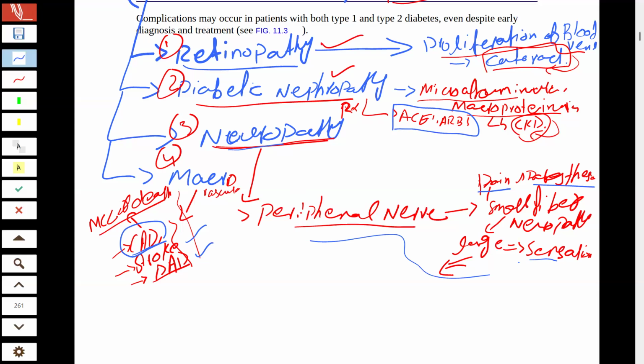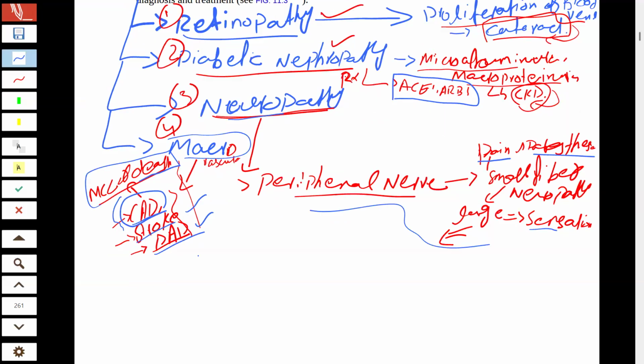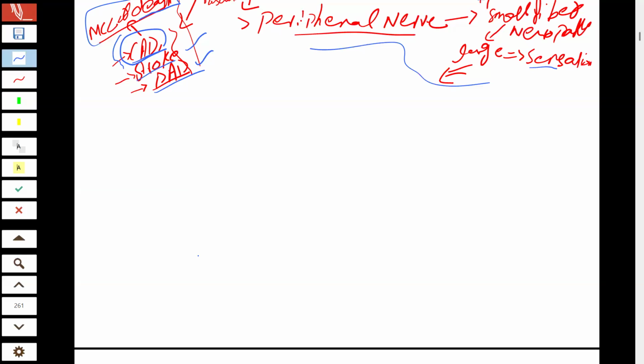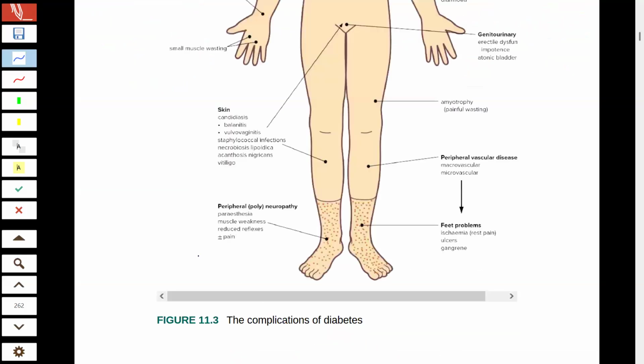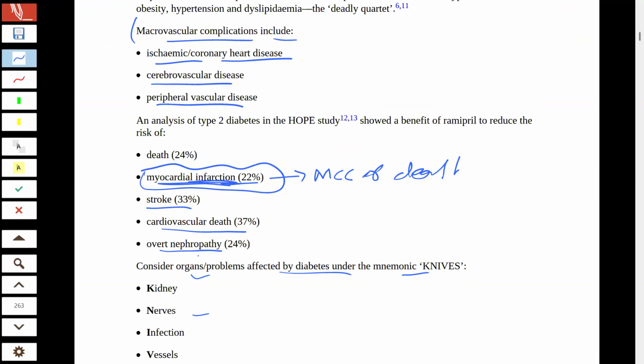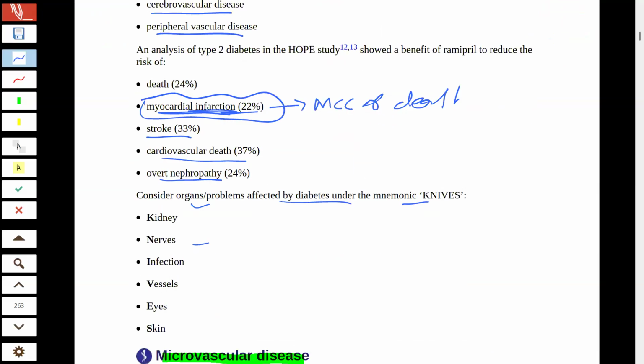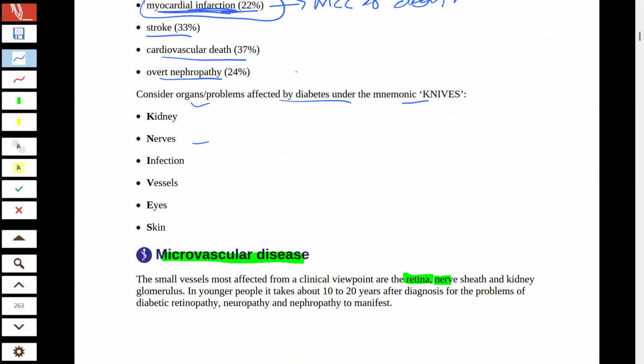And then the important one is macrovascular complication, the most common cause of death. This is a question as well: the most common cause of death in diabetic patients is coronary artery disease. MI is most common. Then in macrovascular complications, stroke as well is common, and peripheral artery disease. These are macrovascular complications, and also we can say this is silent MI. The things we already discussed, MI complication, you can read it on your own time.